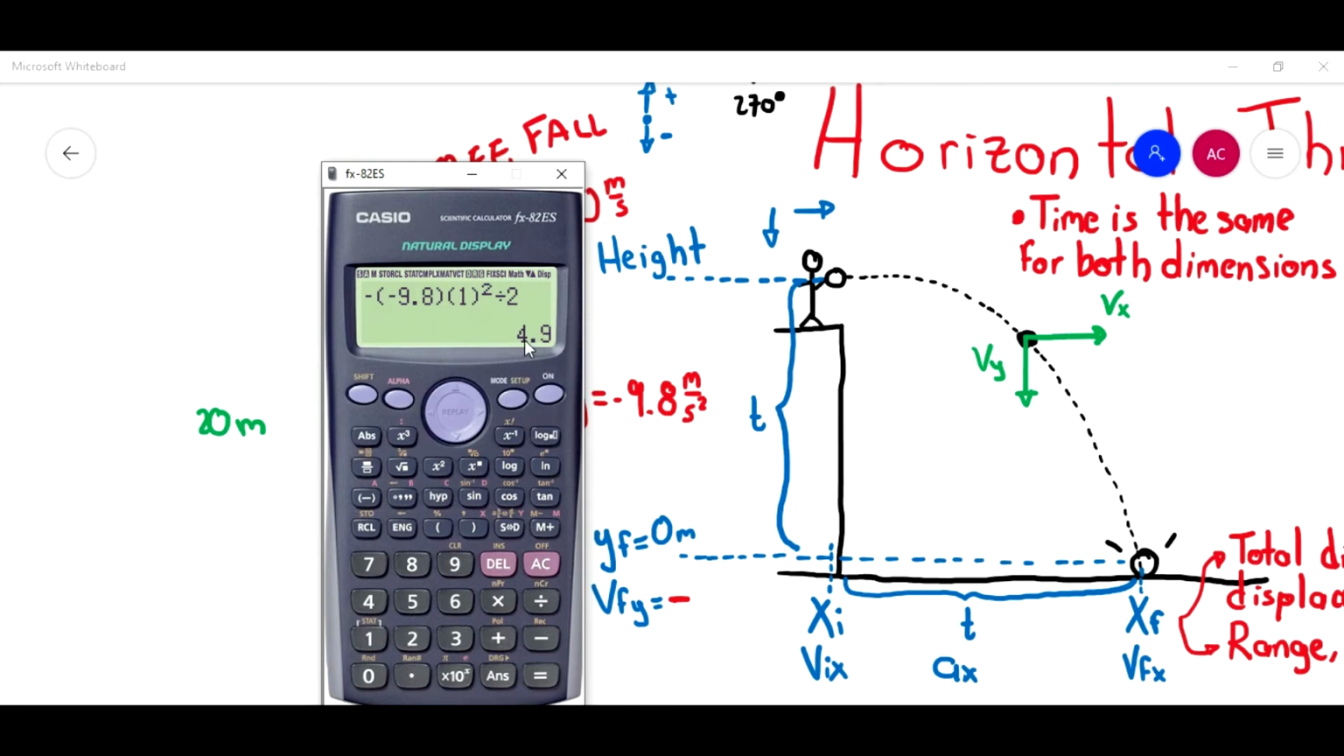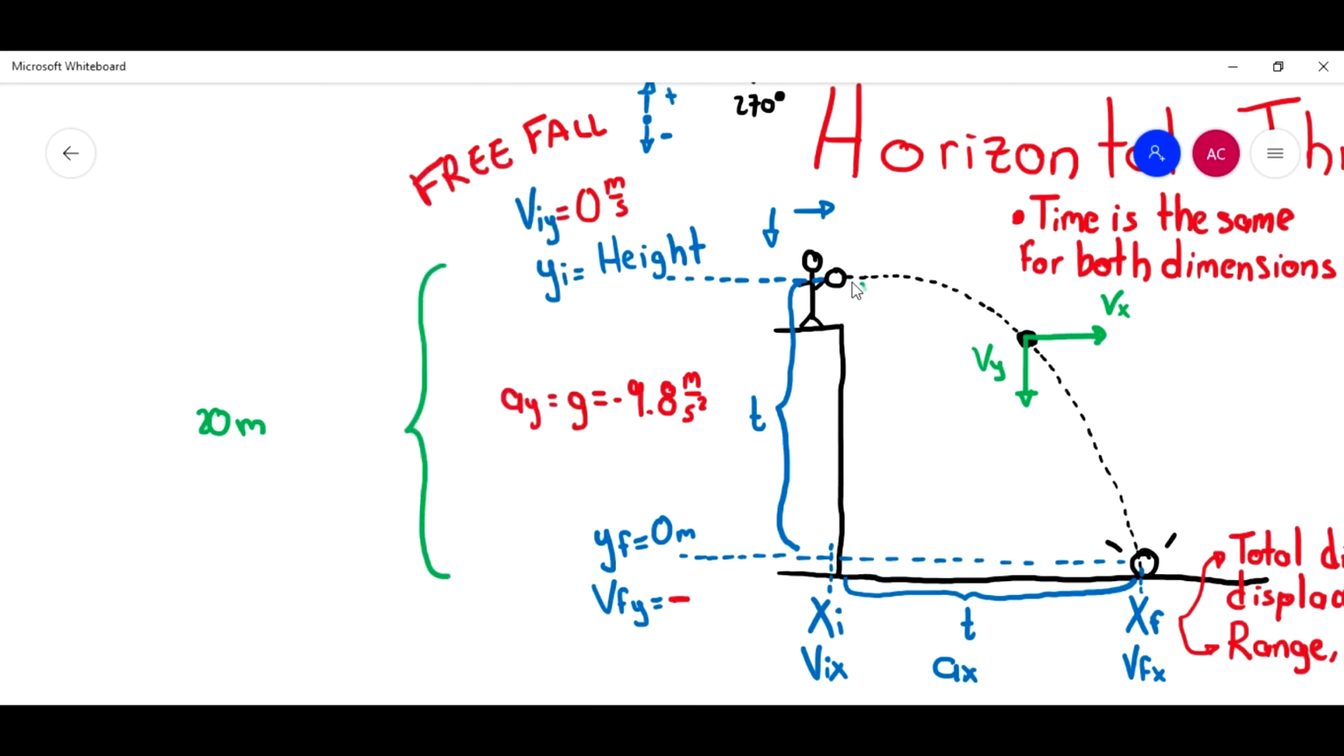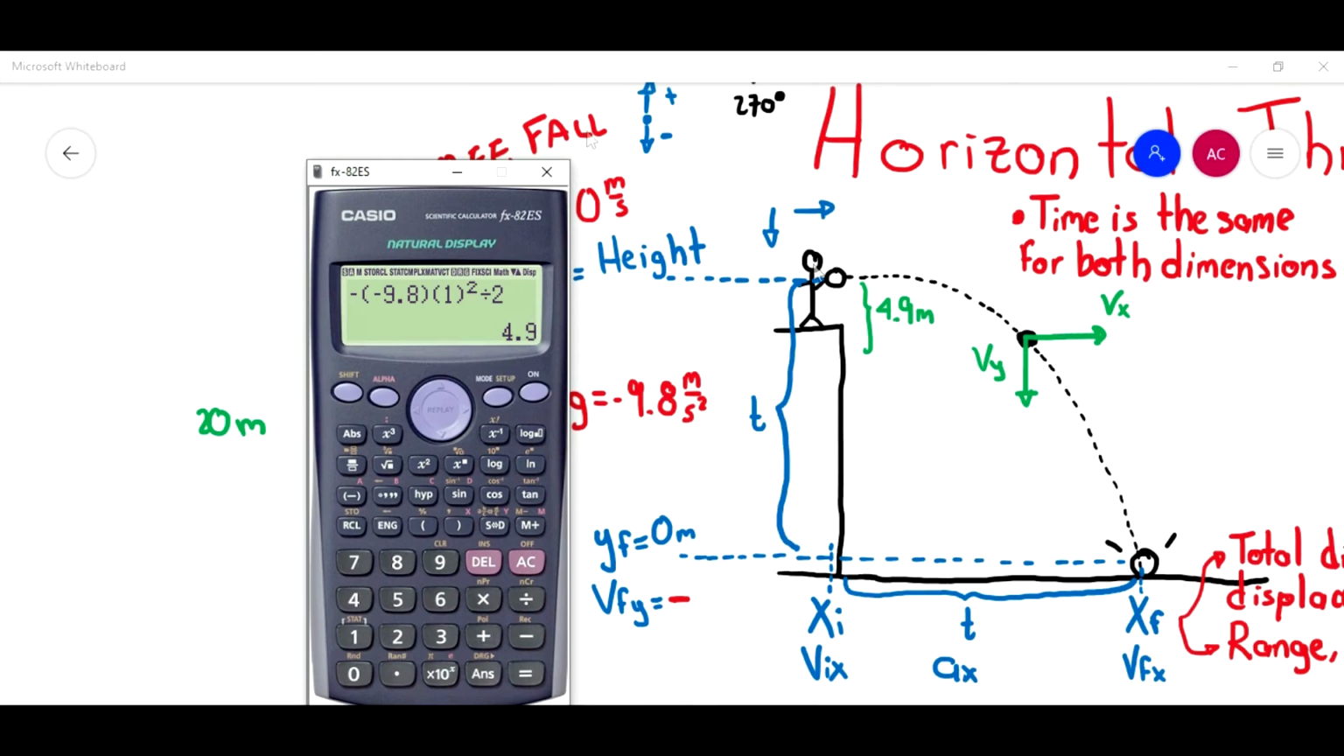So 4.9 meters. For example, the motion that I'm doing is that I'm above, I'm at the top. So this object is going to be falling. So this 4.9 is not the height, it is the distance that the object travels. It travels 4.9 meters, just like this. This distance is 4.9 meters. But that is not the height.